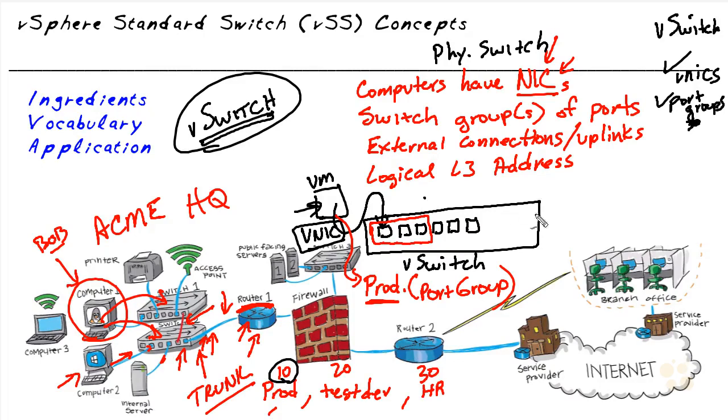Also, on our vSwitch, we have the opportunity to connect to the outside physical world. So let's say, for example, at this port right here, we're going to use it to connect out to a physical switch.